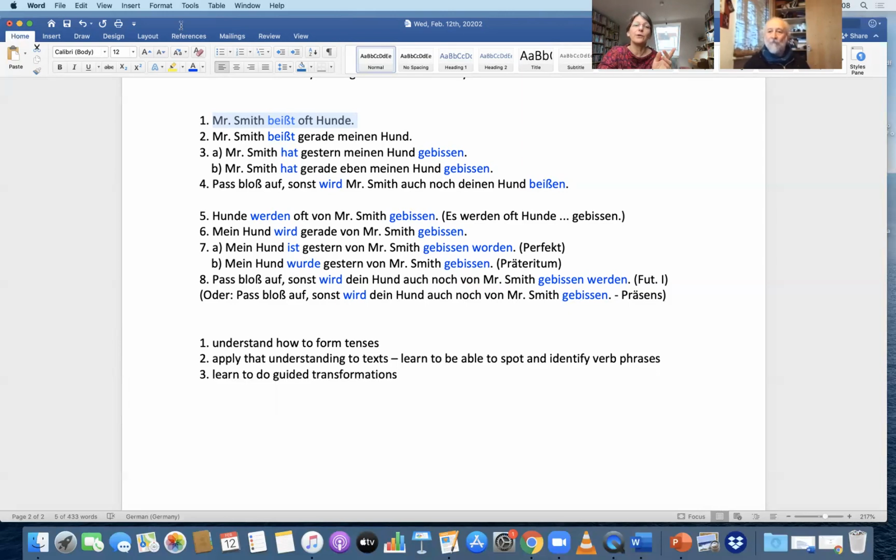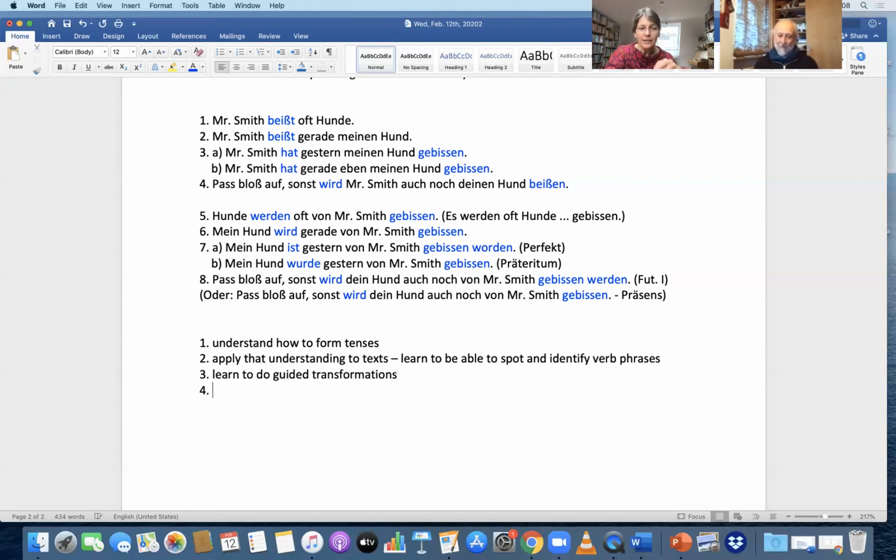Okay, we have German, so we take werden, and Hunde is our subject now. It's plural, so I use the present tense in the plural of werden, Hunde werden, and then I use the past participle, Hunde werden gebissen. So I learn these guided transformations. That means I do not have to worry about finding the correct verb or creating an idiomatic expression, and I do not need to think about anything except simply applying the recipe, right?